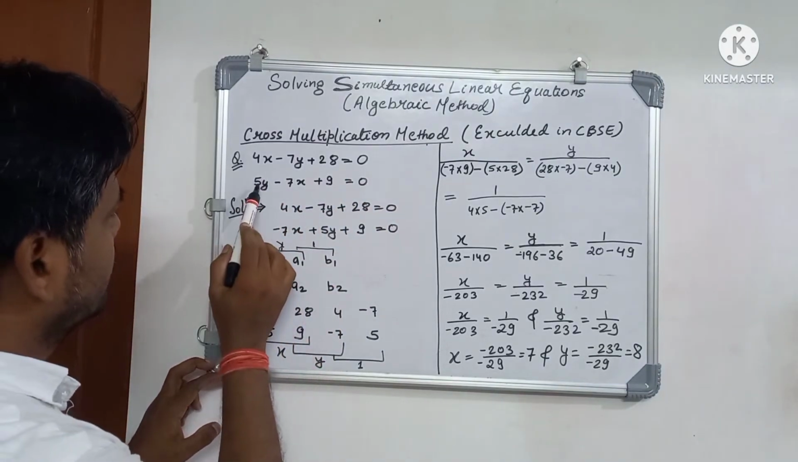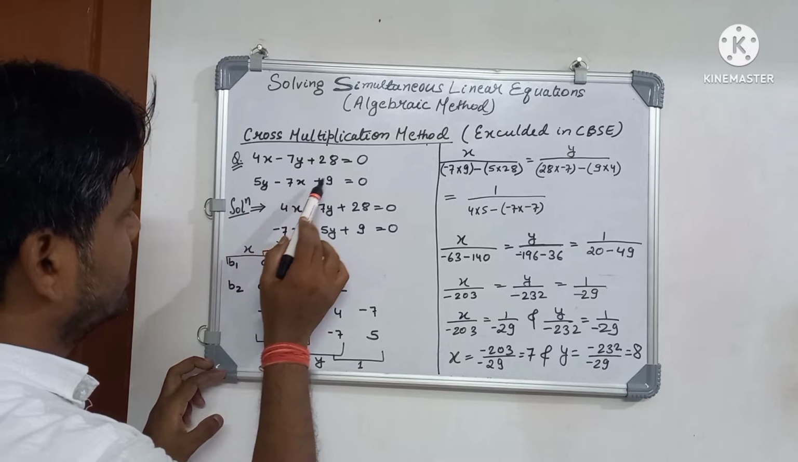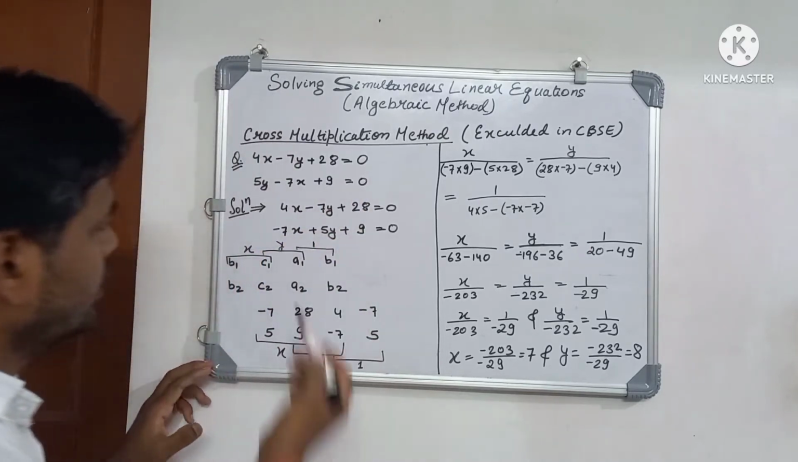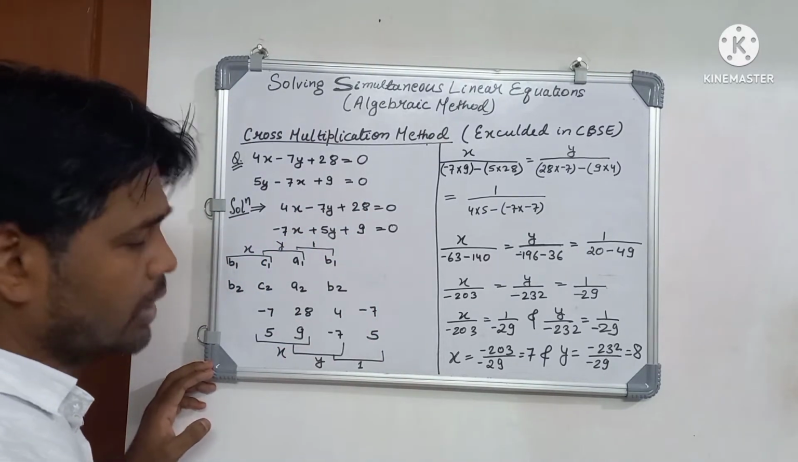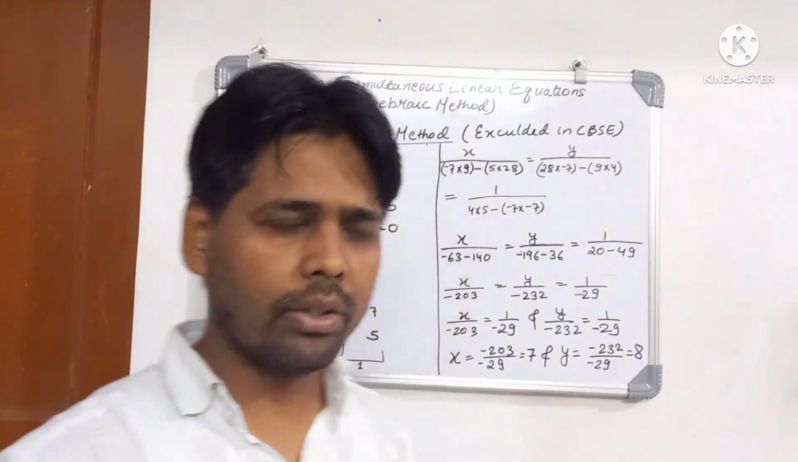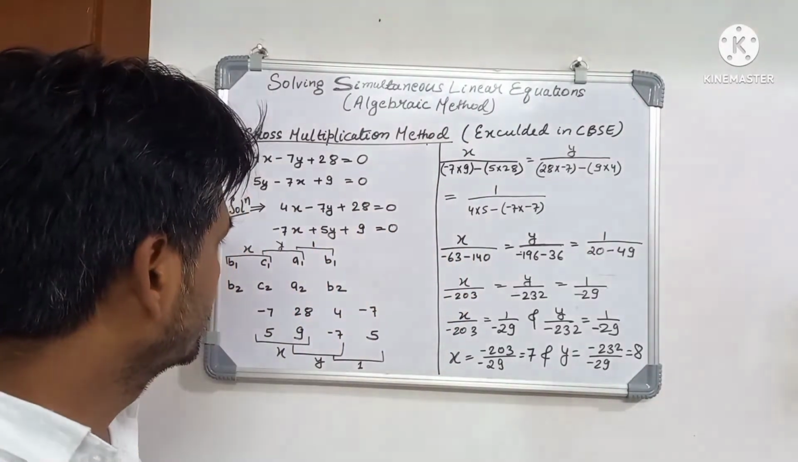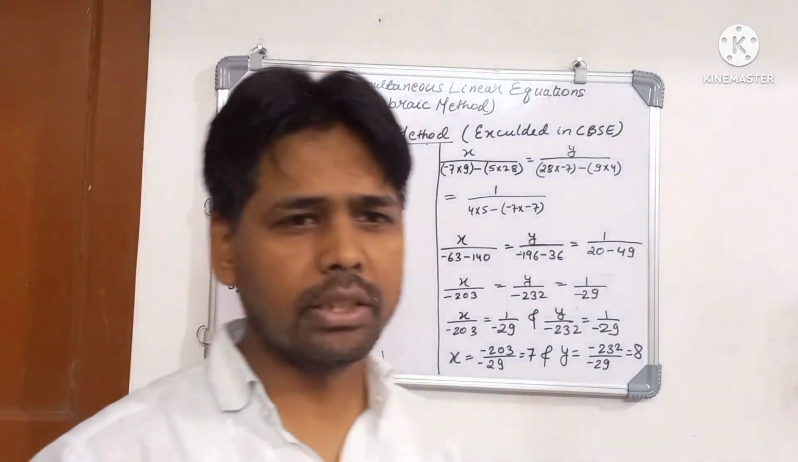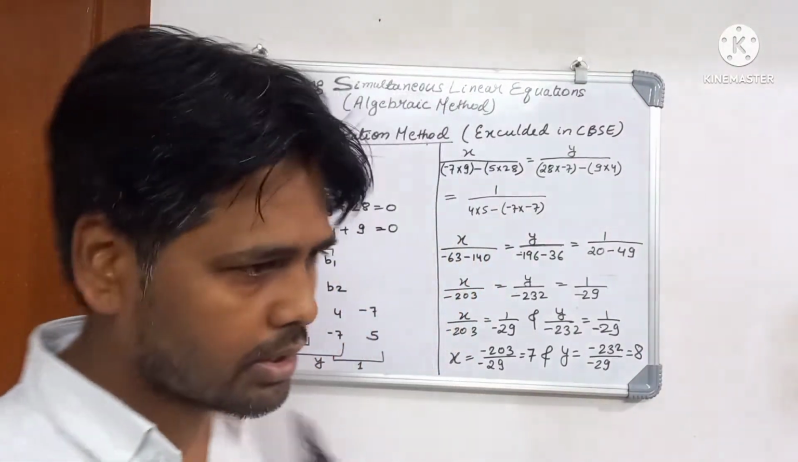Another equation says 5y minus 7x plus 9 is equal to 0. When we start the solution, remember one thing: we should try to bring the like terms together so that it becomes easier for us to solve the system of equations.